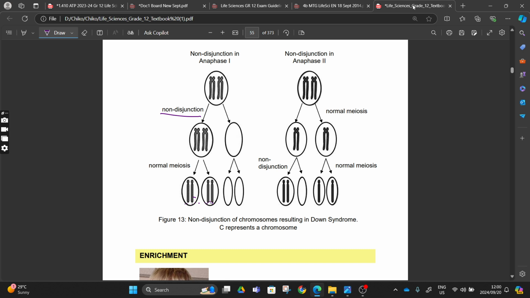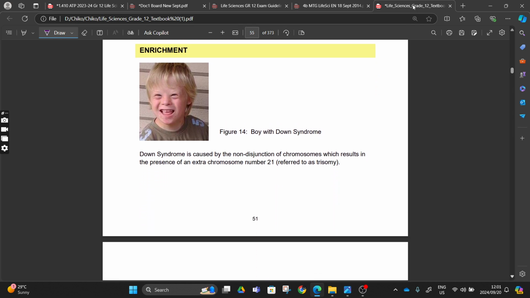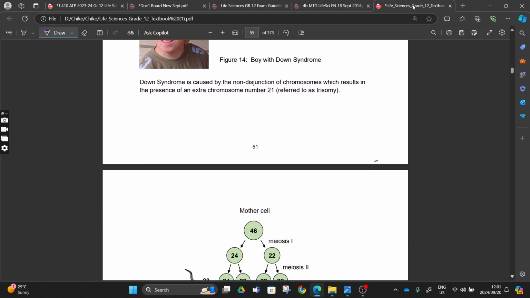Same as this side, it can happen in anaphase 2, where that non-disjunction is going to happen, and then we see that only one cell will have the double, and only one will have nothing. And on this side, if it happened in anaphase 1, both cells will be short of one chromosome. But if it happened in anaphase 2, only one cell results in no chromosome. And this is the Down syndrome.